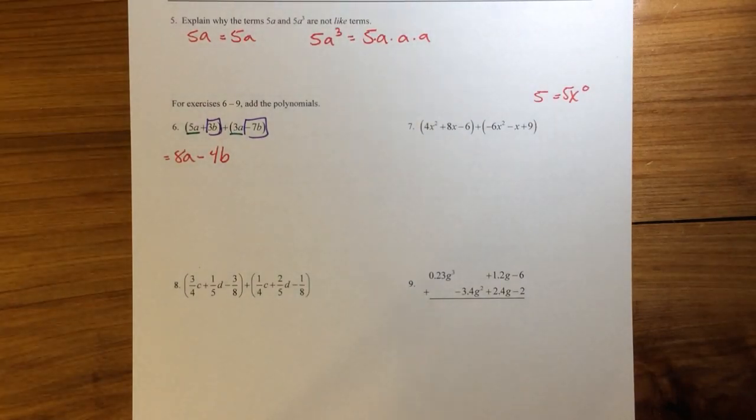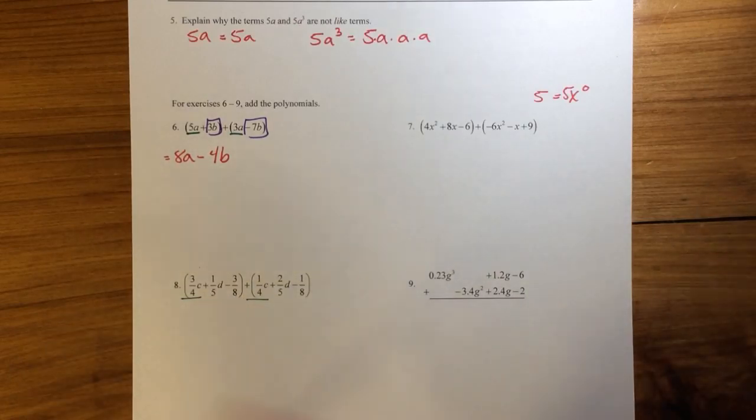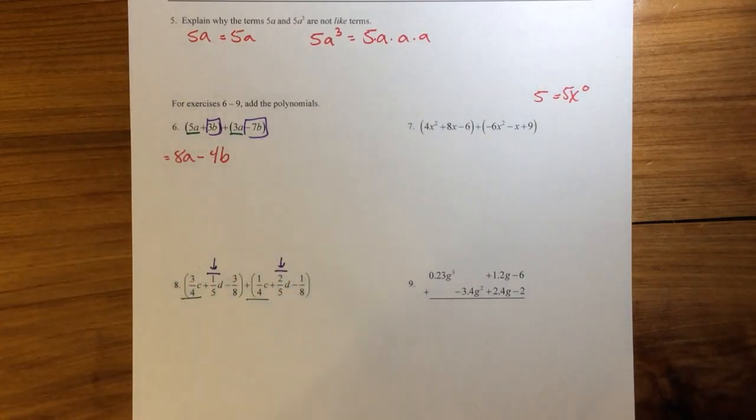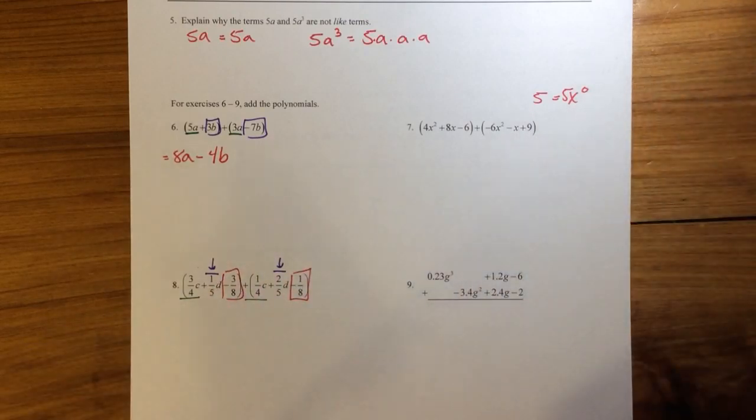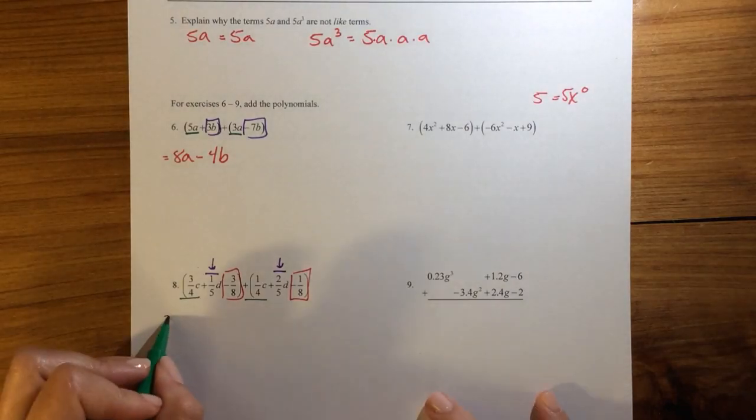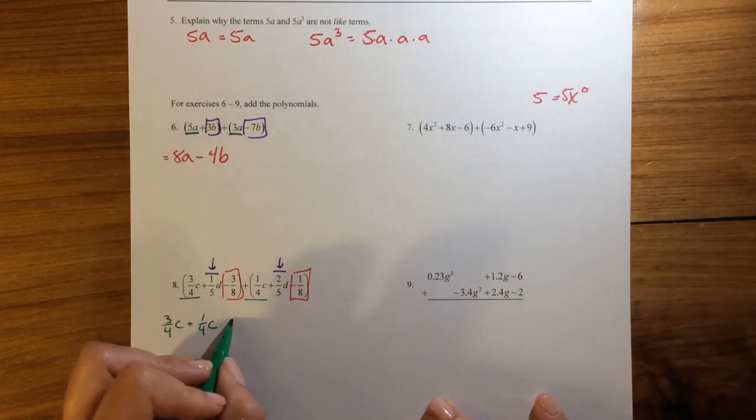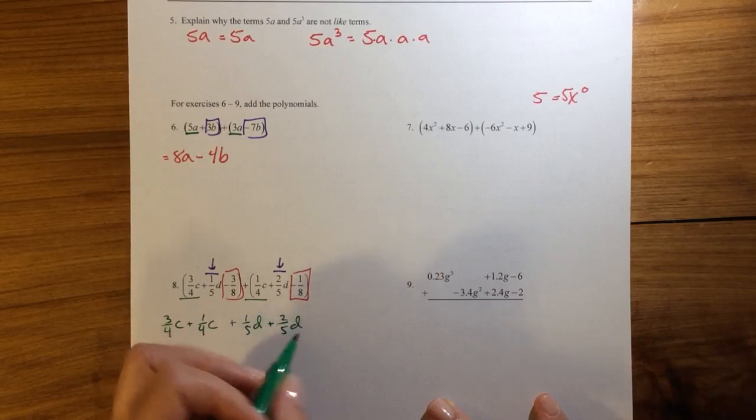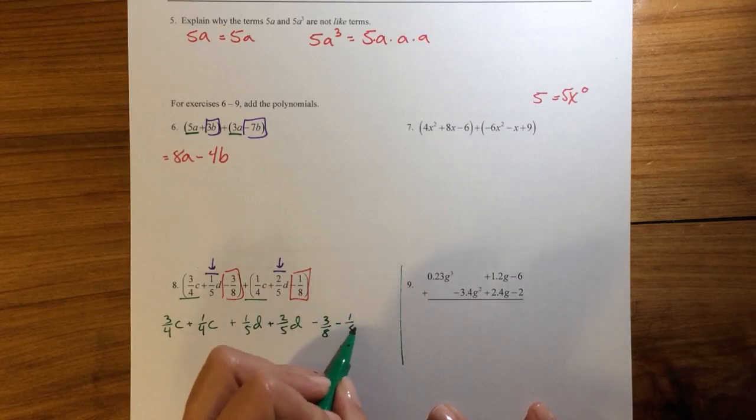So again, emphasizing, I've got a C and a C, a D and a D. And then here, we've just got constants, pardon me. So I've got 3/4 C plus 1/4 C plus 1/5 D plus 2/5 D minus 3/8 minus 1/8.